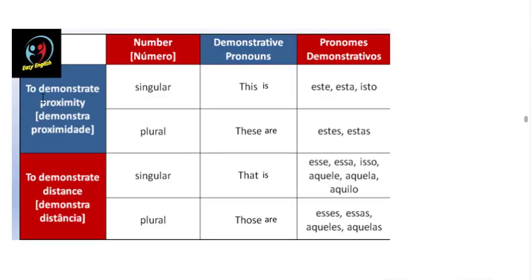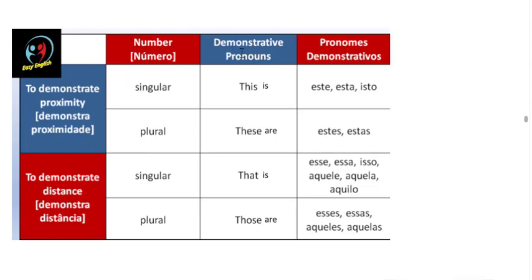Okay, these we call demonstrative, and we have proximity, demonstrative proximidade, né? Demonstrar proximidade e demonstra distância. Number ou número, então singular ou plural.